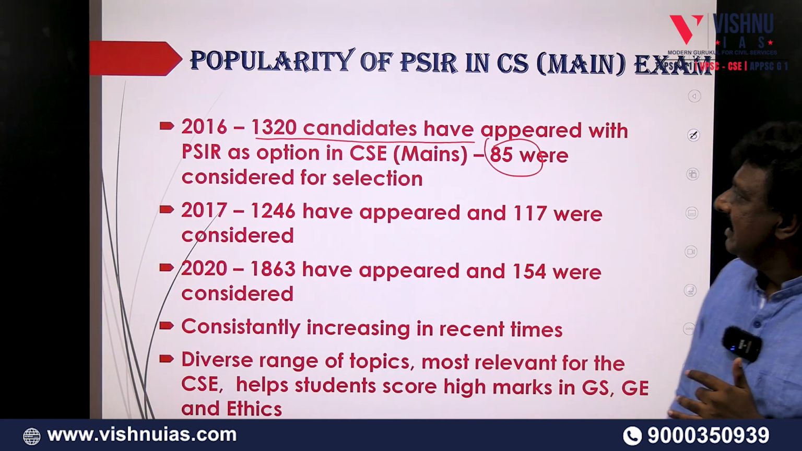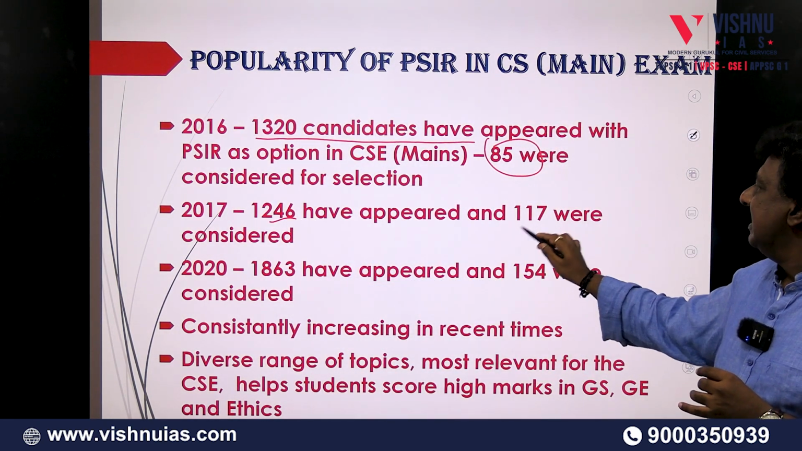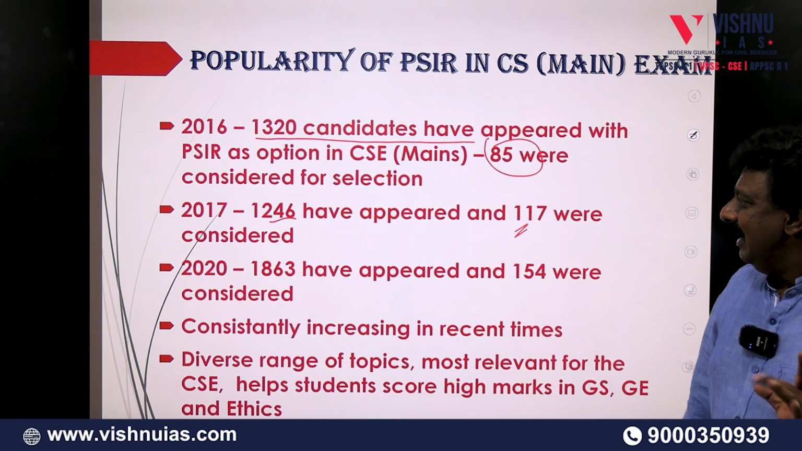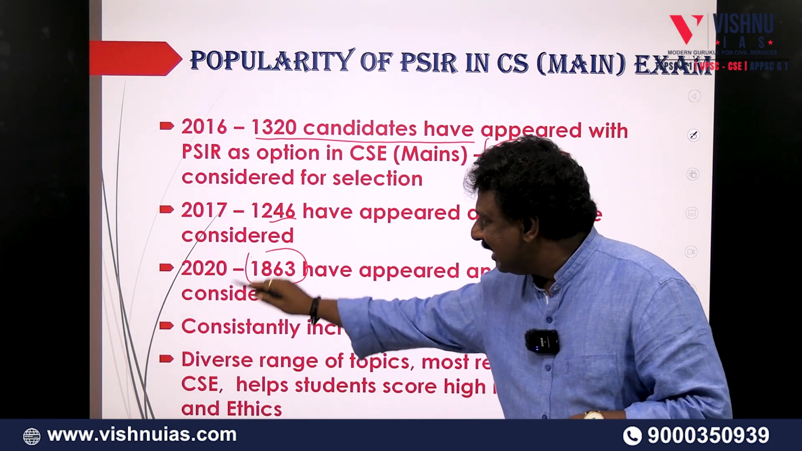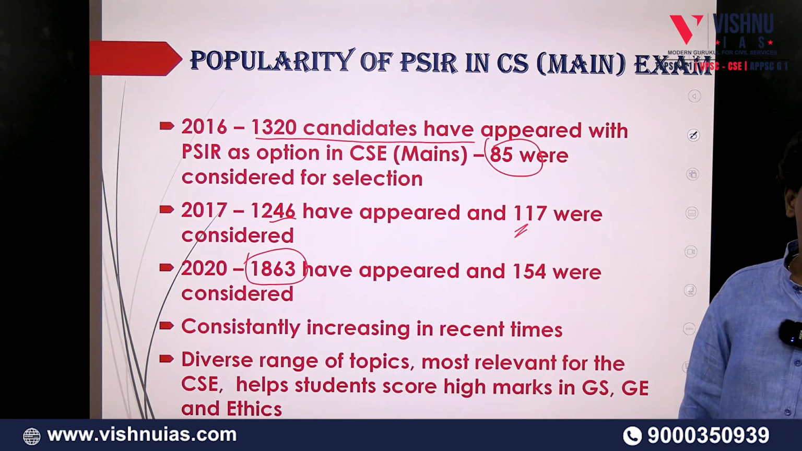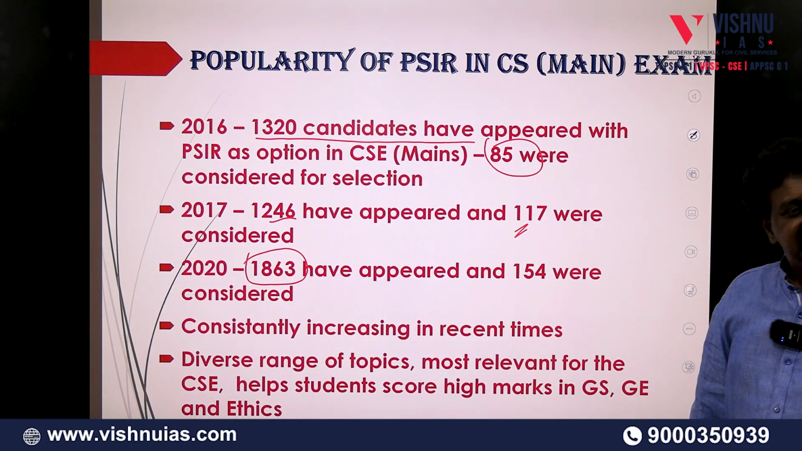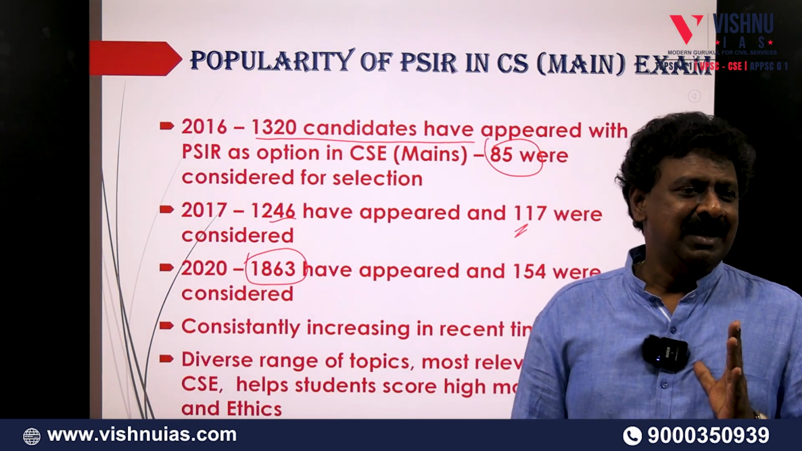In 2017, 1246 candidates appeared with political science and 117 were considered. In 2020, 1863 candidates appeared in the civil services mains examination with political science as their optional. Please remember that in that year, the highest number of candidates who took their mains was with political science compared to other optionals.